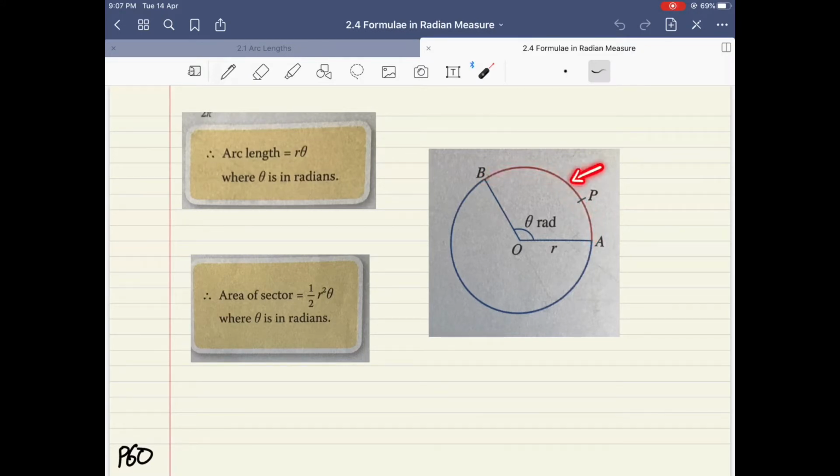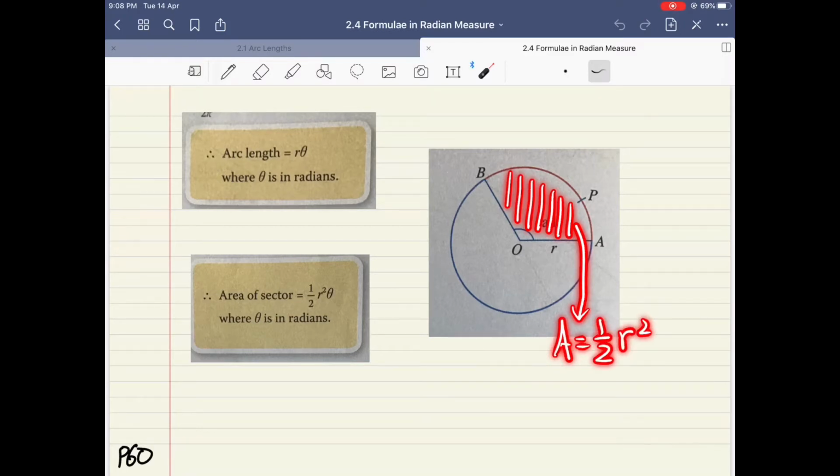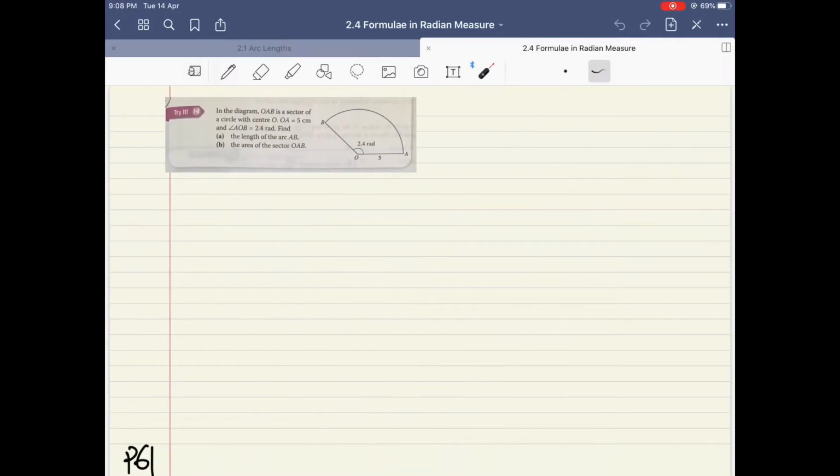For example, if I want to find the arc length down here in the diagram, the arc length is simply given by the product of the radius times theta. Similarly, if the angle is in radians and I want to find the area of the sector here, the area of this sector is simply given by half times r squared times theta.